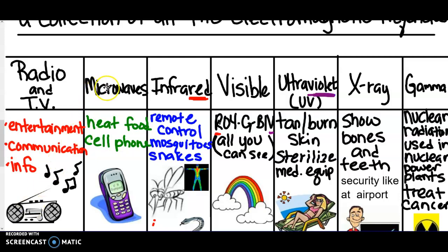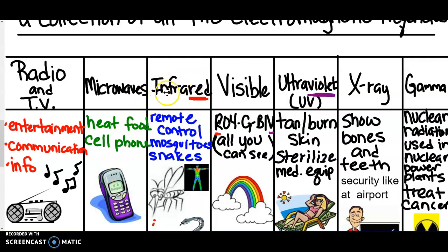Then we have microwaves. Those are used to heat up food like a microwave oven. Microwaves are also used in cell phones. So go ahead and write those uses. And then you're going to draw a picture of either a cell phone or a microwave oven.